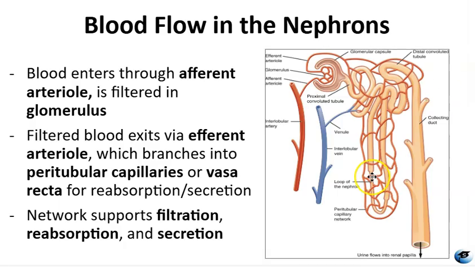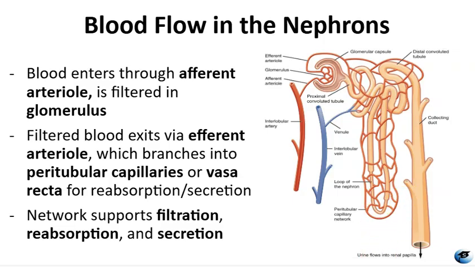This vascular network ensures that the filtered substances that need to be reclaimed, stuff like water, electrolytes, and nutrients, are efficiently reabsorbed, while waste and excess ions can be secreted back into the tubule for excretion.